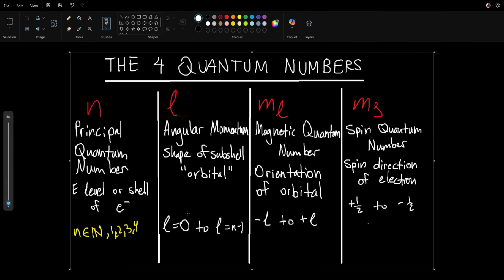Now, the interpretation of this is that two electrons can occupy the same orbital, as we mentioned before, if they have opposite spins. So I'll just write that as a note. Opposite spins, meaning positive or negative, can reside in the same orbital.